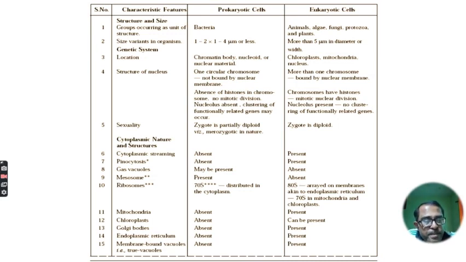Membrane bound vacuoles are absent in prokaryotic cells, but present in eukaryotic cells. So this is how you can differentiate the eukaryotic cell from the prokaryotic cells. The major example of the prokaryotic cell is bacteria, and the eukaryotic cells are animals, plants, algae, fungi, and protozoa. So this is about the differentiation of the prokaryotic and eukaryotic cell.